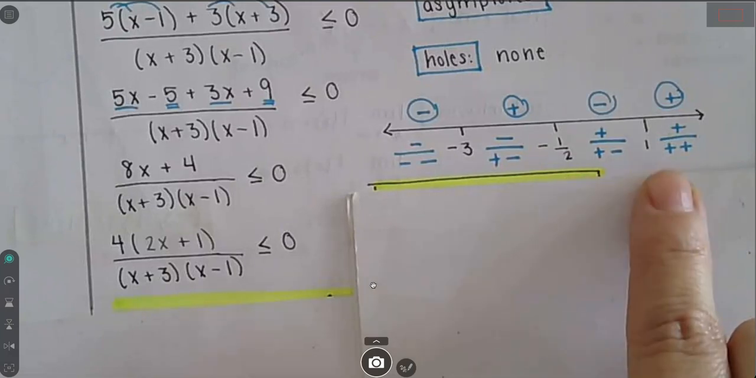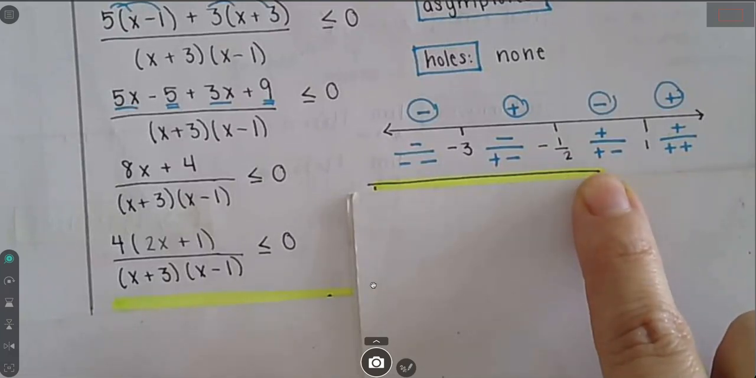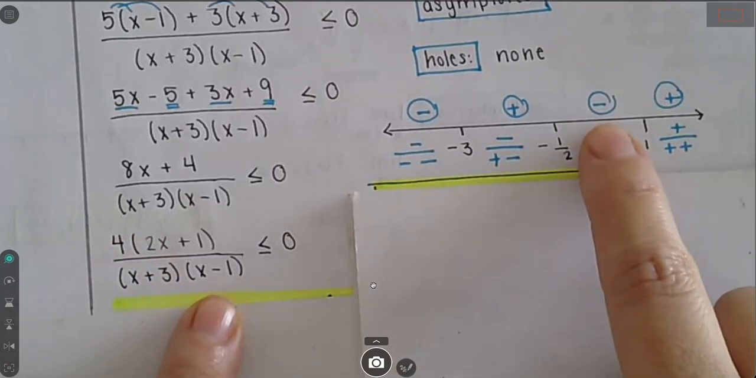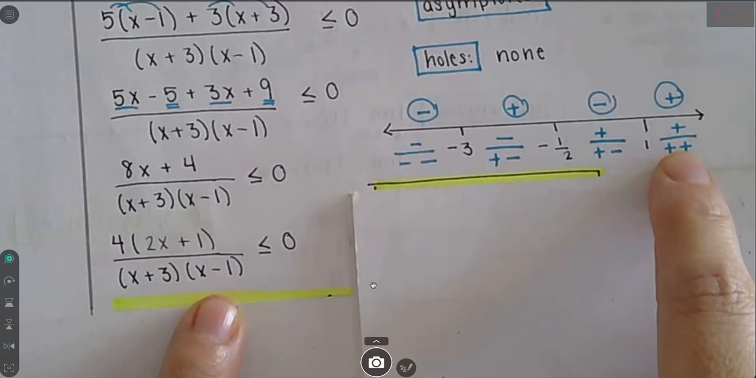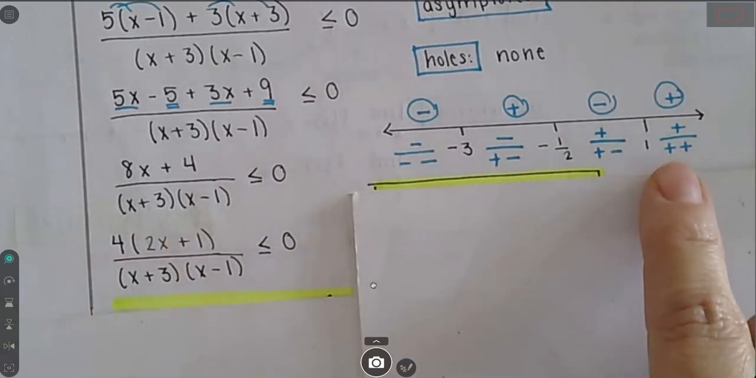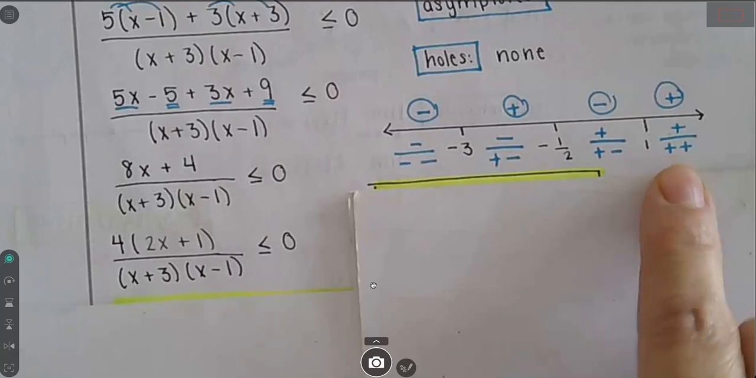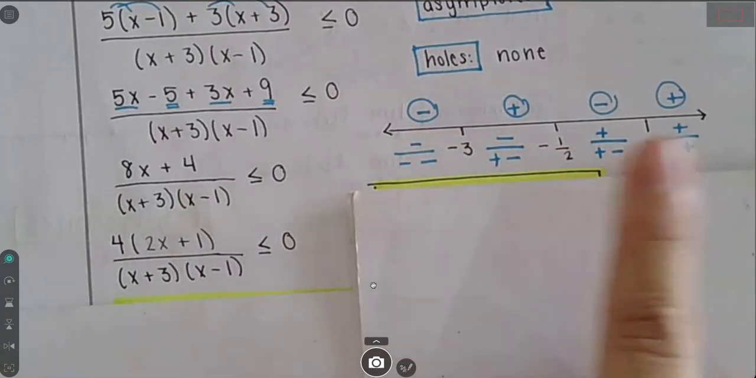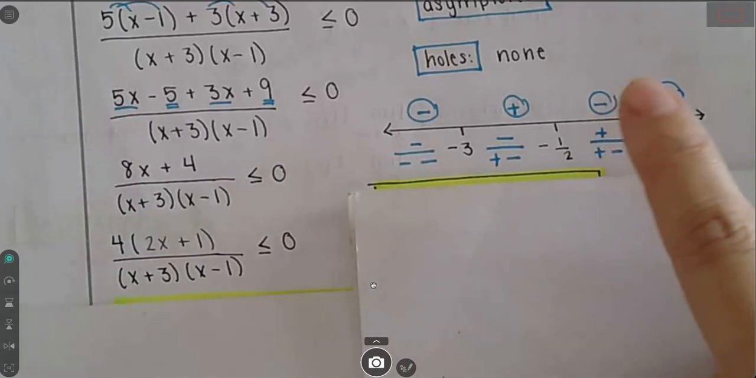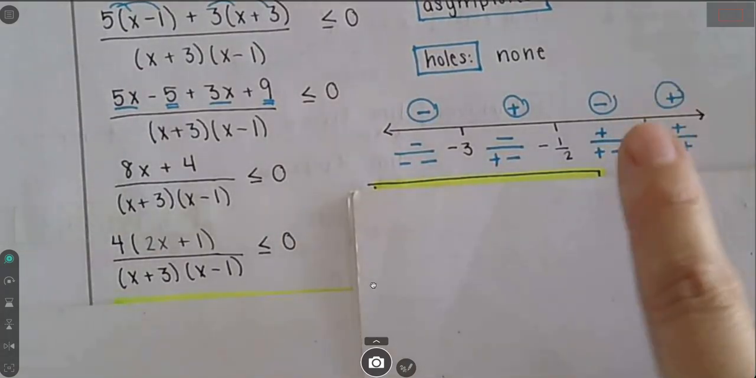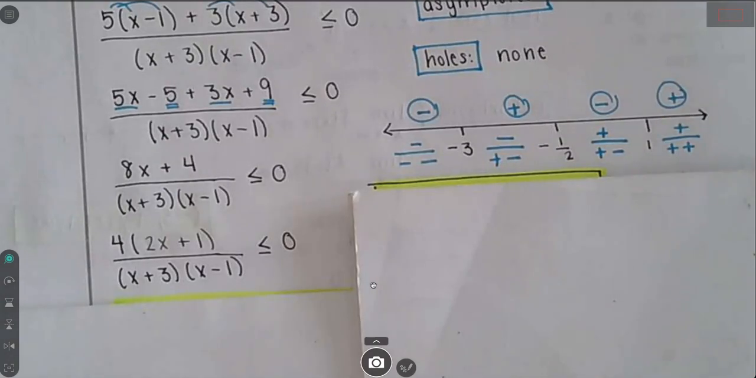From -1/2 to 1, 0. You can plug in 0. If you plug in 0, you get a positive number, and a negative number, which produces a negative number. If you plug in something bigger than 1, like 2, it's positive everywhere. Now, in this case, it alternates negative, positive, negative, positive. That's not always the case. If you have something with an even multiplicity, it's going to hit the x-axis and bounce back, so that's when you get negative, negative, or positive, positive.